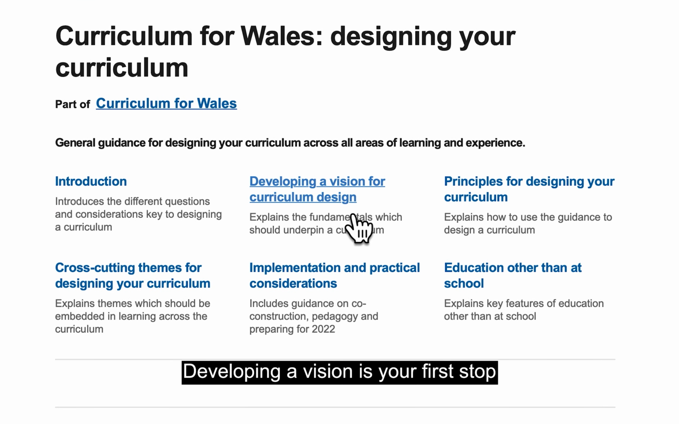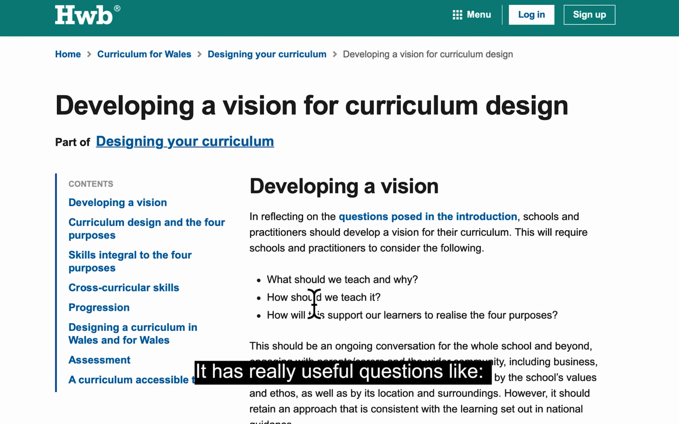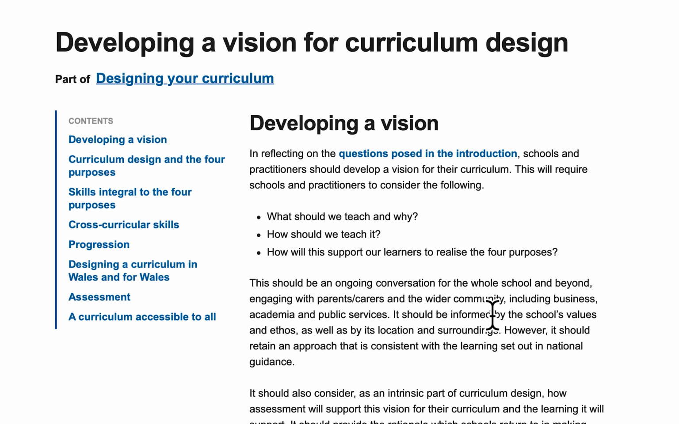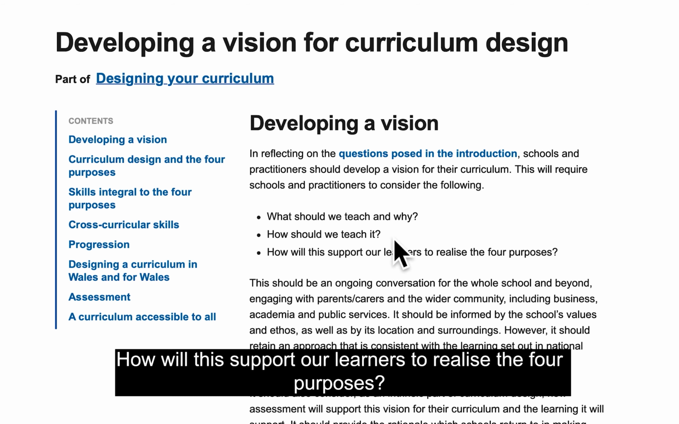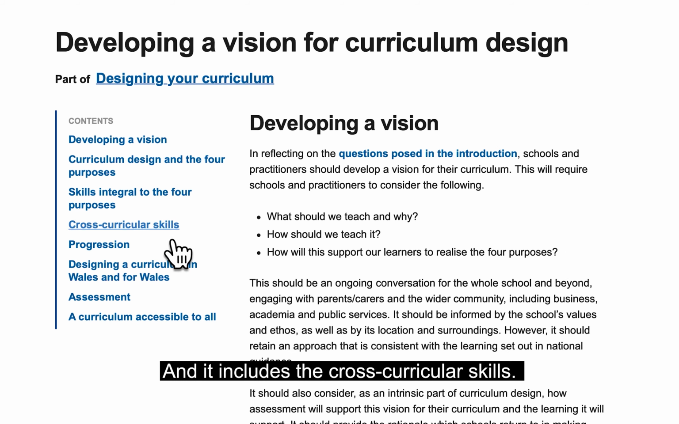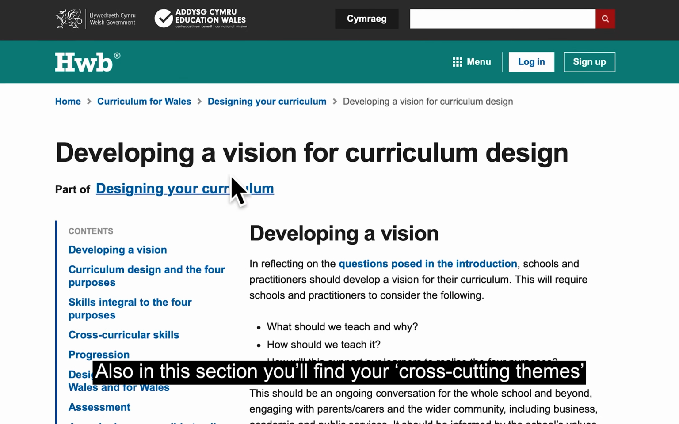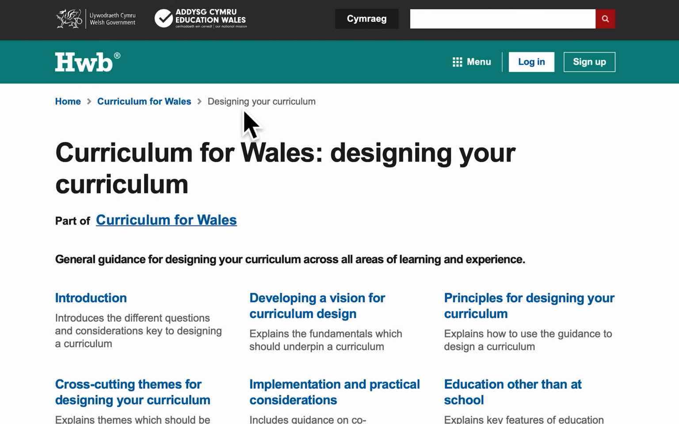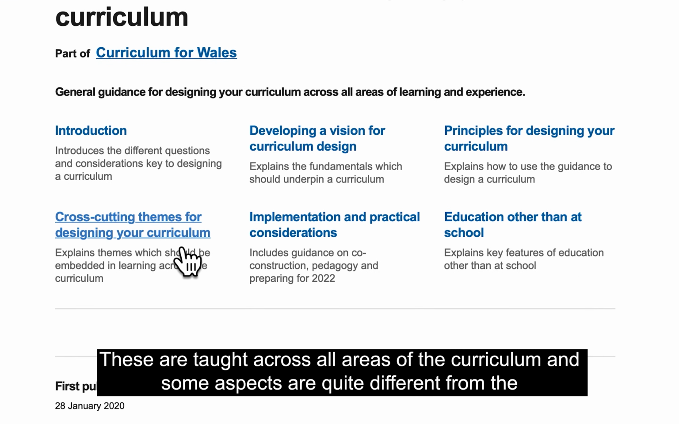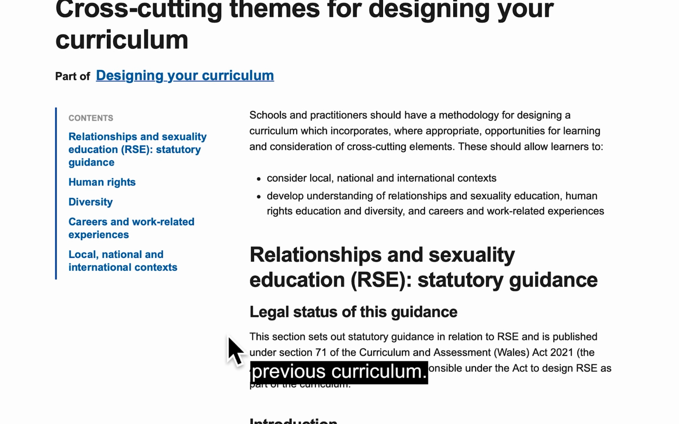Developing a vision is your first stop. This is where you'll start. It has really useful questions like, what should we teach and why? How should we teach it? How will this support our learners to realise the 4 purposes? And it includes the cross-curricular skills. Also in this section, you'll find your cross-cutting themes. These are taught across all areas of the curriculum, and some aspects are quite different from the previous curriculum.